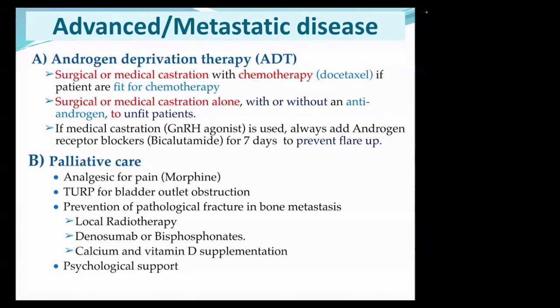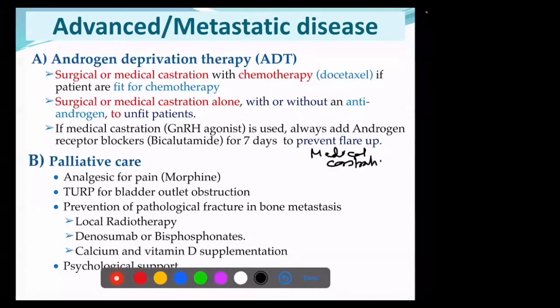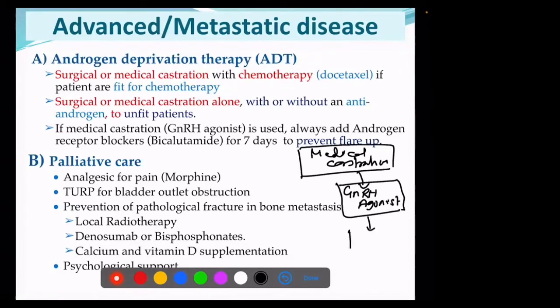Okay, if you are doing a medical castration, we have two options for that. One is GnRH agonist, other is antagonist. But if you are using agonist, like goserelin, the problem of this agonist is there will be rapid rise of testosterone. This is known as flare-up. Then what's the problem in that? The problem is, suppose a patient is having cancer prostate with bone metastasis.